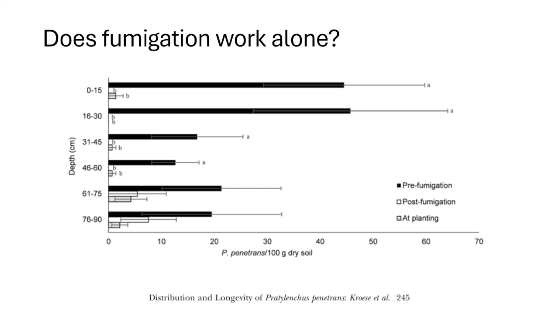And this is P. penetrans, so this is going to be your root lesion nematode. And what they found was that even after post-fumigation, they weren't getting rid of all of them, especially as you went deeper. And this root lesion nematode is actually going to be a bit further up in the soil profile than our dagger nematodes are normally found.